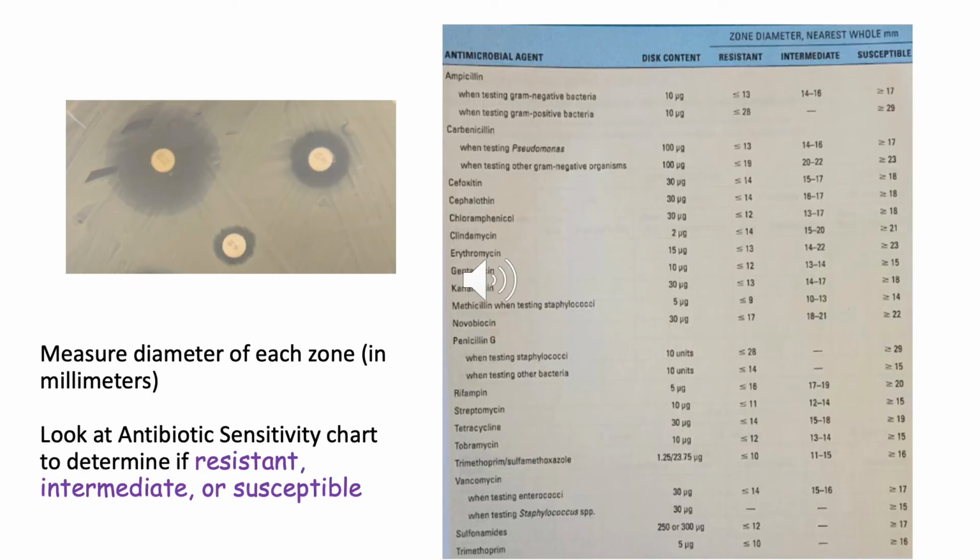You would then measure the zone of inhibition for each of those antibiotic discs on your plate, and then look at this antibiotic sensitivity chart for your microbe to determine if it's resistant to each of those antibiotics, if it's intermediate, or if it's susceptible to the antibiotic.